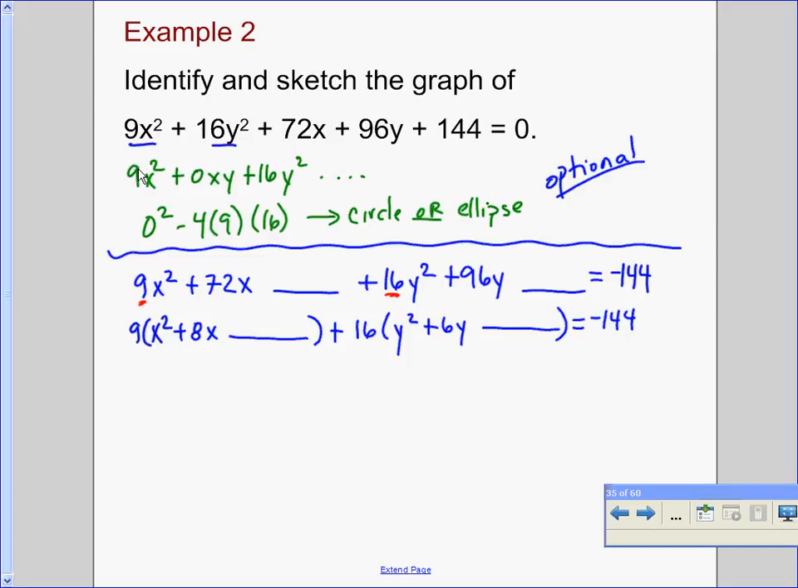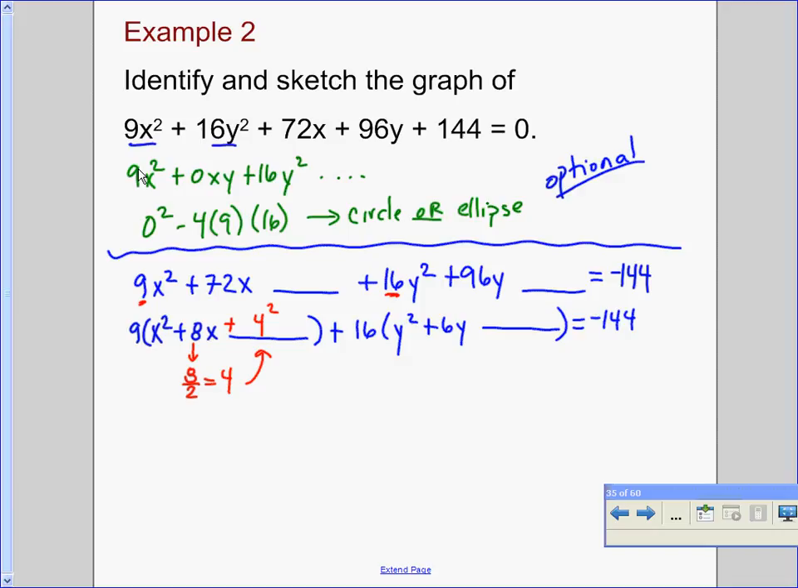Now that I do that, I take my linear term and divide it by 2, and that gives me 4. Then I move that up here and square it. Now if I add 4 squared to here, it's always going to be positive, whatever's there. Then I have to do the same thing to the other side.